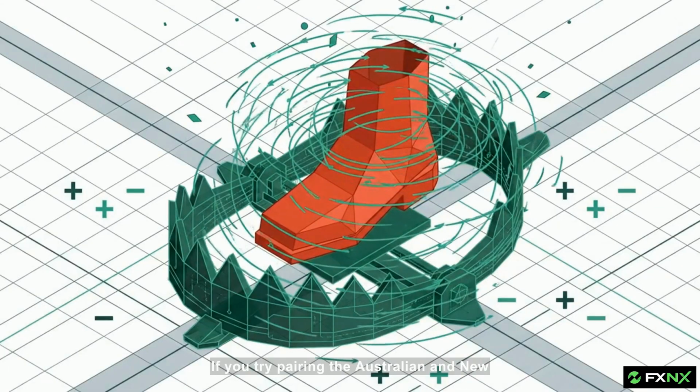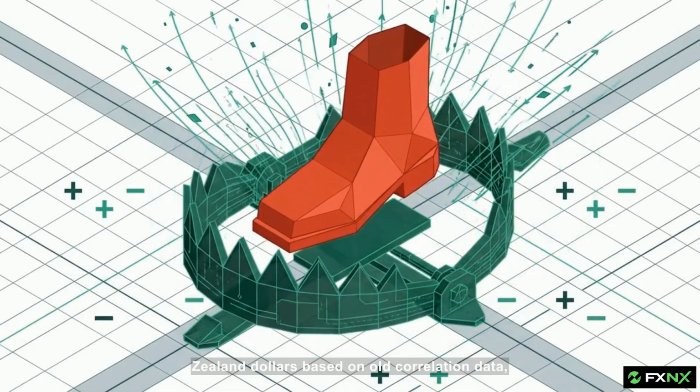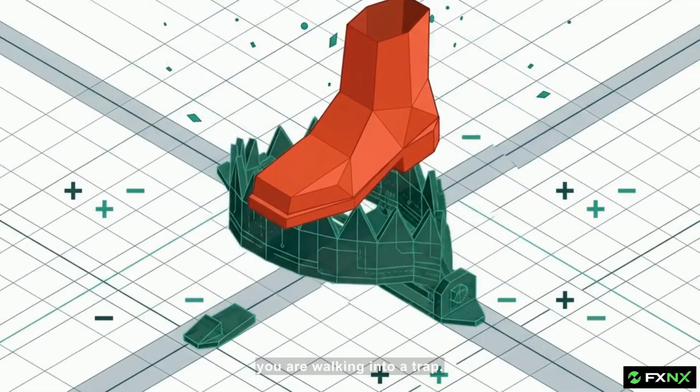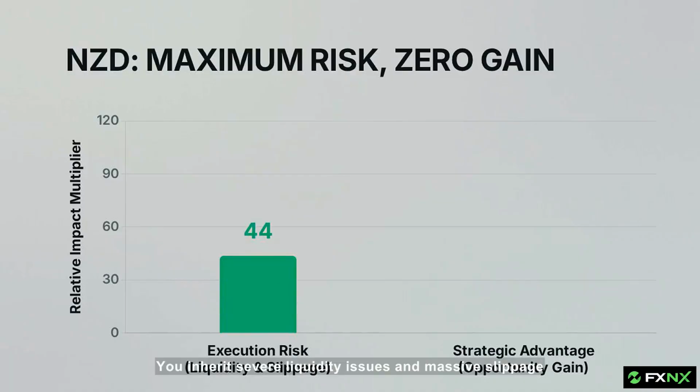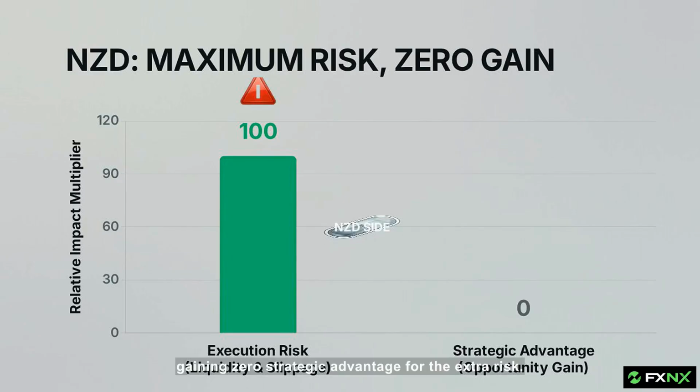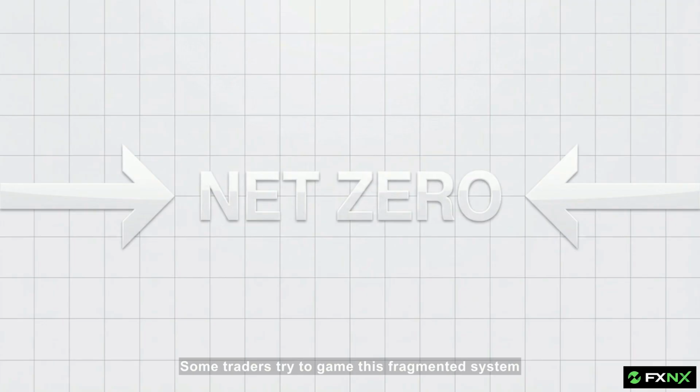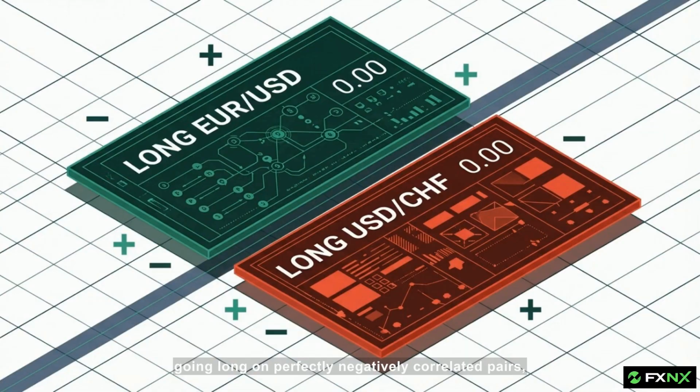If you try pairing the Australian and New Zealand dollars based on old correlation data, you are walking into a trap. You inherit severe liquidity issues and massive slippage on the New Zealand side, gaining zero strategic advantage for the extra risk. Some traders try to game this fragmented system using a synthetic hedge, going long on perfectly negatively correlated pairs, like EUR/USD and USD/CHF, assuming they are fully protected.